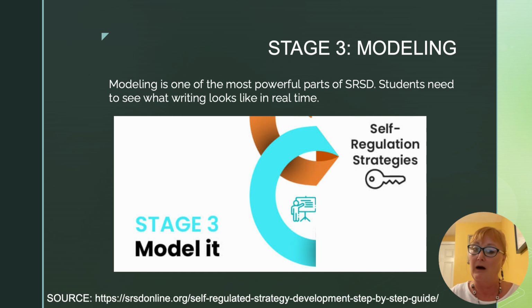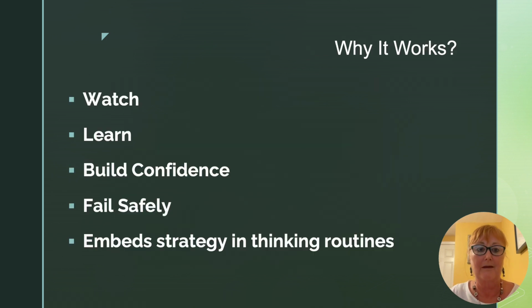Modeling is one of the most powerful parts of SRSD because students need to see what writing looks like in real time. Why does modeling work? Well, because students first watch you do it, and then they try it with your support. So this 2-step modeling lowers the risk of failure, it builds confidence, and it normalizes writing as a process. Students are going to watch, they're going to learn, they're going to build confidence, and they're going to fail safely, which results in embedding that strategy in their thinking routines.